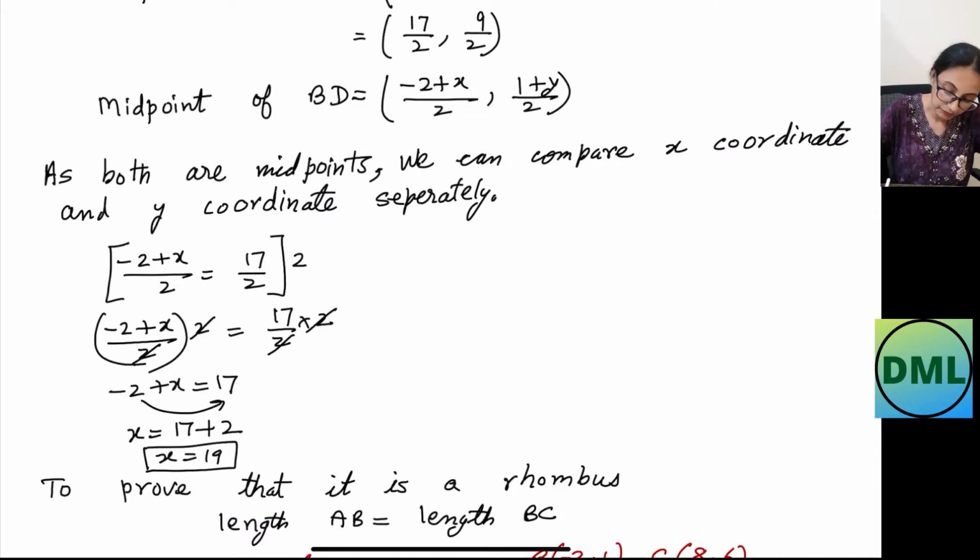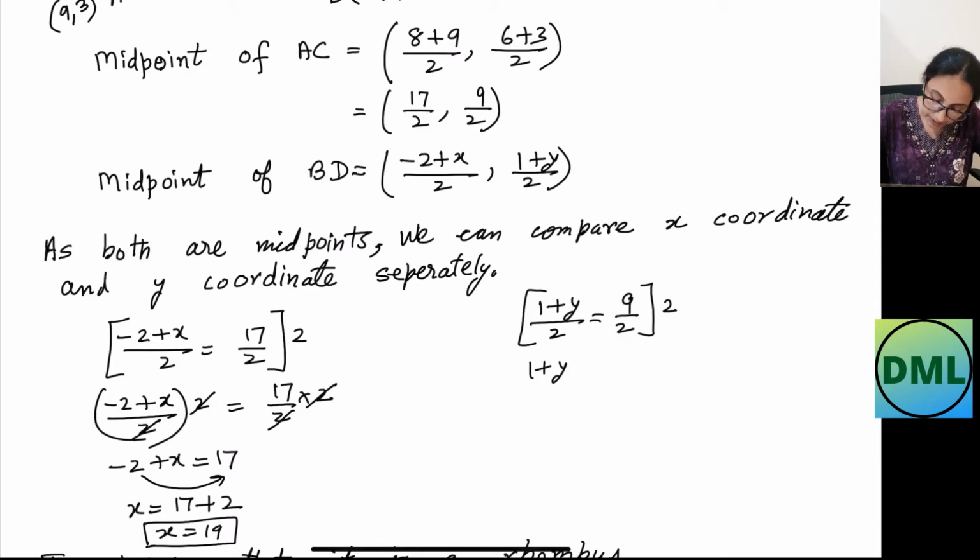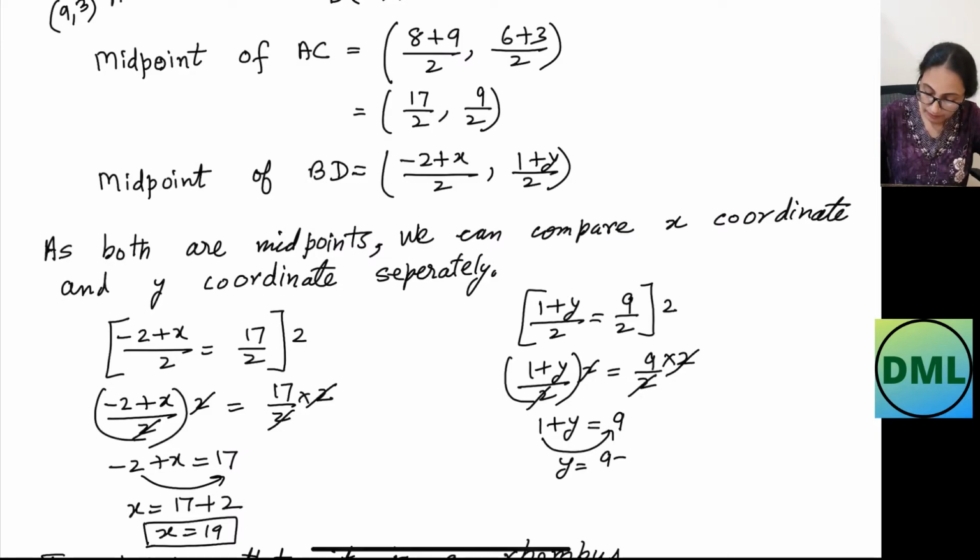Now let's solve it for y. So it will be (1 plus y) by 2 is equal to 9 by 2. So I'm going to multiply this full equation with 2. So it will be (1 plus y) by 2 multiplied by 2 is equal to 9 by 2 multiplied by 2. So 2 will get cancelled with 2 from here. So 1 plus y is equal to 9. Now move this 1 on the right hand side. So y is equal to 9 minus 1.